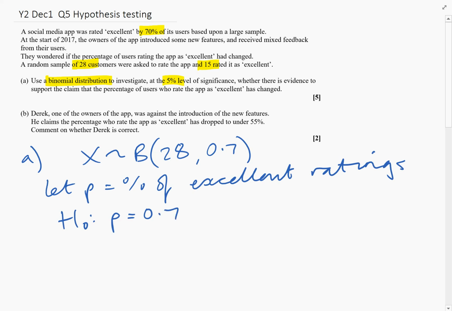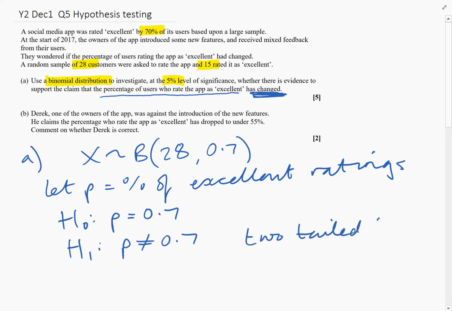Now in this question, you need to read the wording carefully, because it says test whether there is evidence to support the claim that the percentage of users who rate the app as excellent has changed. Okay, now the wording is key here. It says changed rather than increased or decreased. So because it just says changed, we need to do a hypothesis test like this, where it can't be equal to 0.7. Okay, so it's a two-tailed test, worth making a note of that.